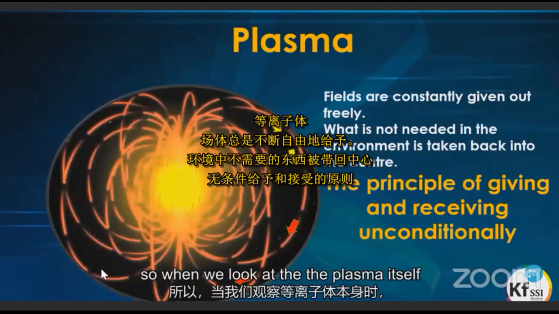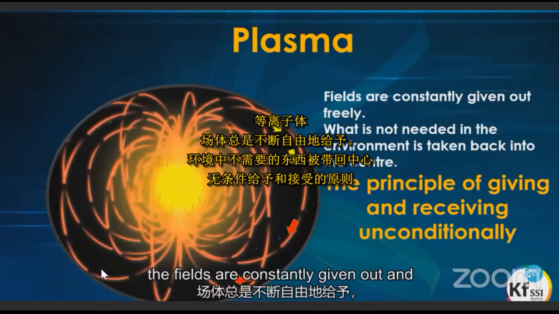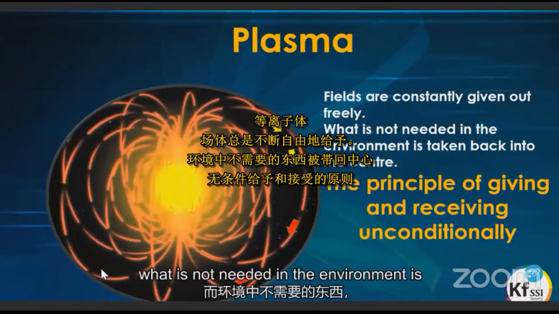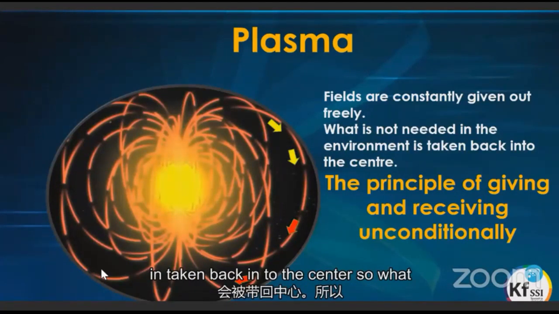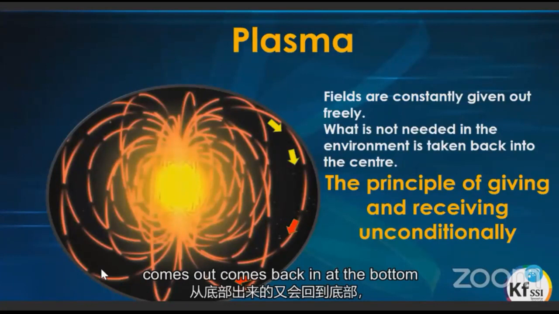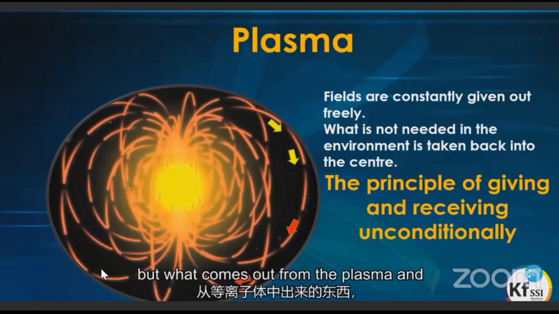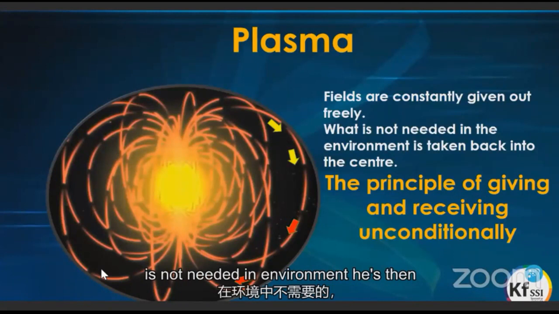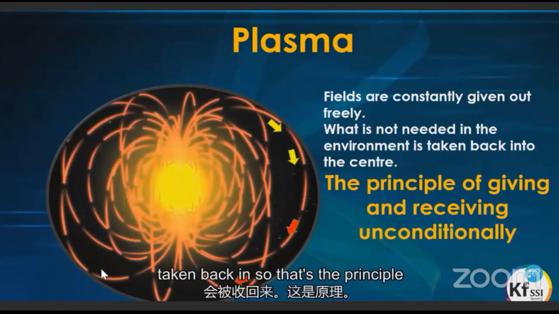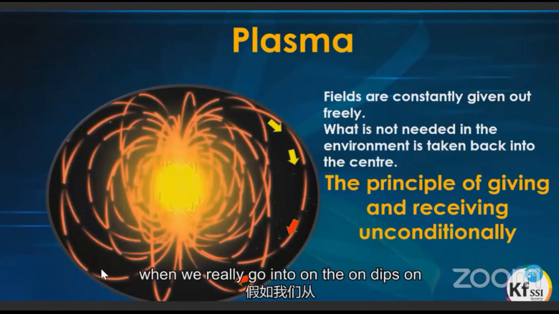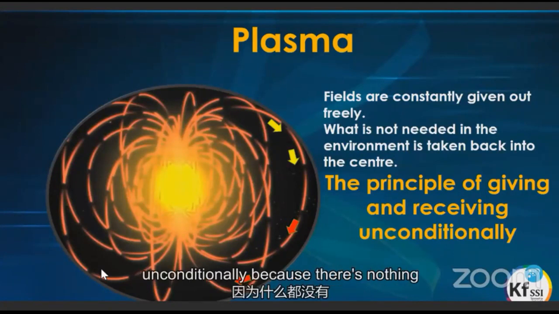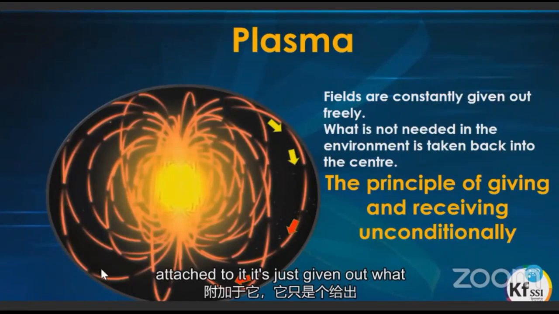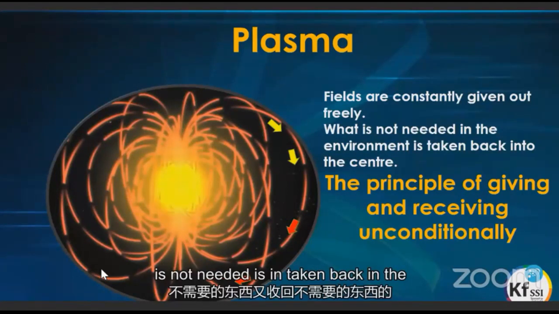So when we look at the plasma itself, the fields are constantly given out, and what is not needed in the environment is then taken back in to the center. So what comes out comes back in at the bottom, but what comes out from the plasma and is not needed in the environment is then taken back in. So that's the principle we will go into in depth on the soul side later on: unconditionally, because there's nothing attached to it. It's just given out. What is not needed is then taken back in again.